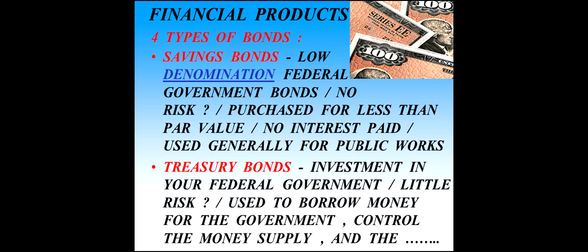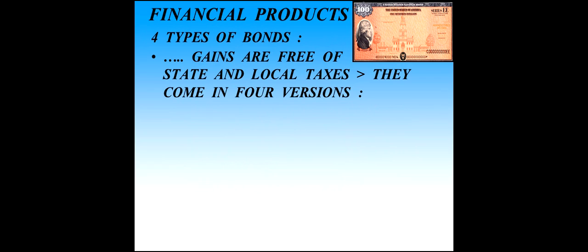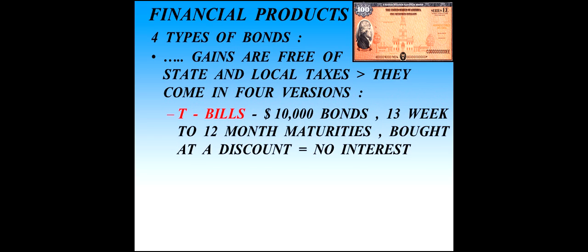And the gains to you as the bond purchaser or investor are free of state and local taxes. Now, treasury bonds come in four versions. Here's the first one: T-bills. They're $10,000 bonds. They have a 13-week to 12-month maturity. They're bought at a discount. If you buy the $10,000 bond, you may buy it, for example, at $9,500. No interest is paid. When you redeem it at maturity, you're given the face value, the $10,000.